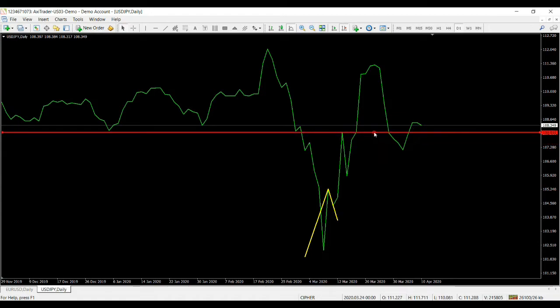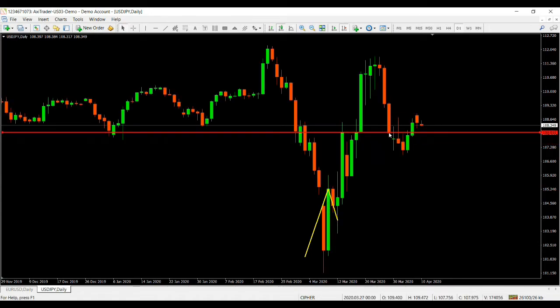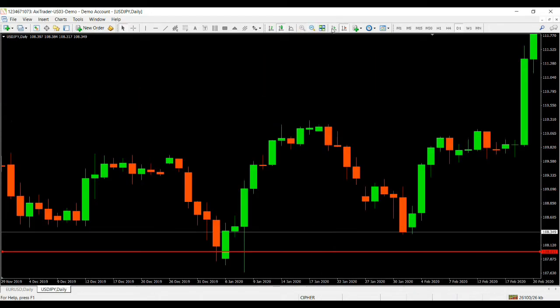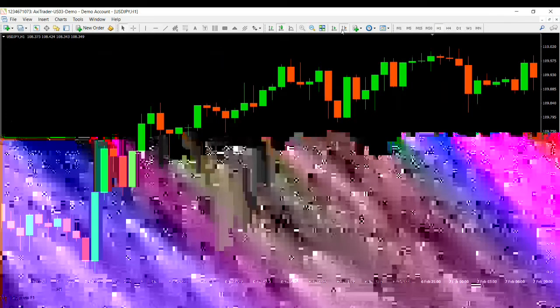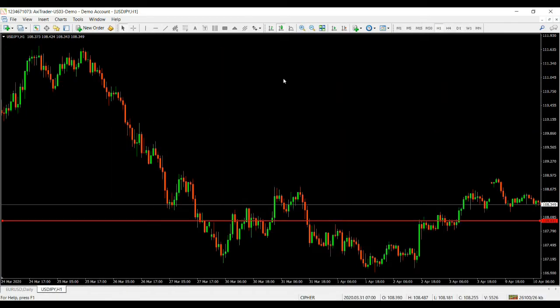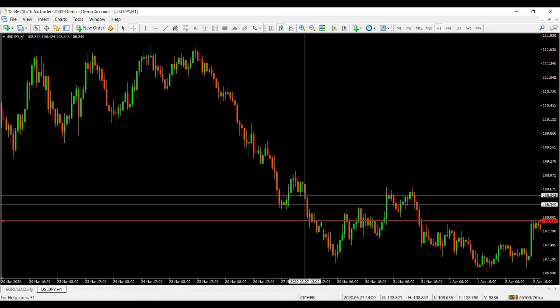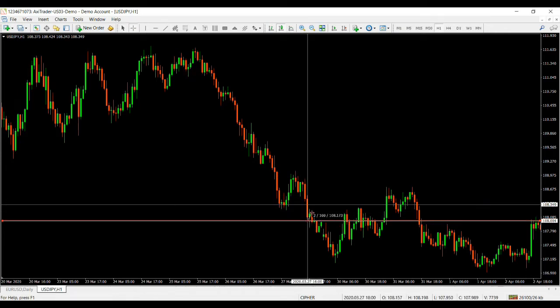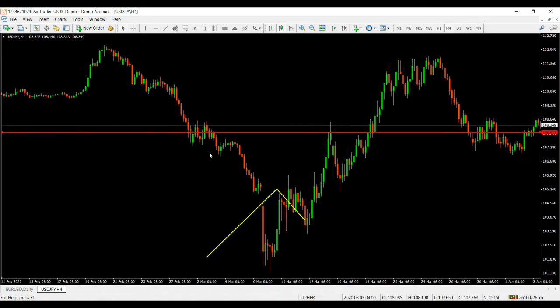You can take this now. Once it touches, see here, when it touches the first time, it bounces perfectly. Minimally, it goes 20 to 25 pips, and if you can wait, it moves to 70 pips. It's really good.